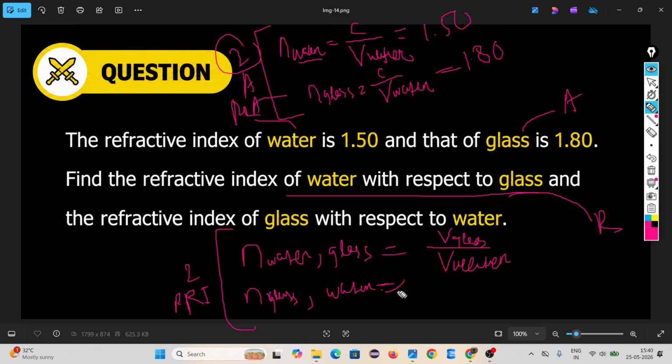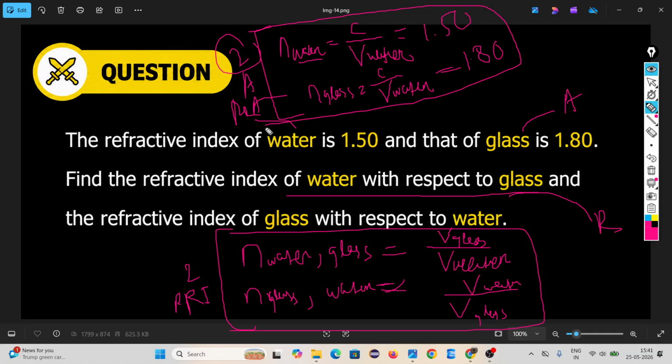In the second case, the formula is n of glass comma water. Yes, sir. Tell me the formula in the second case. The second medium is glass and the first medium is water, so v of water upon v of glass. This is the two formulas and these are the given things.